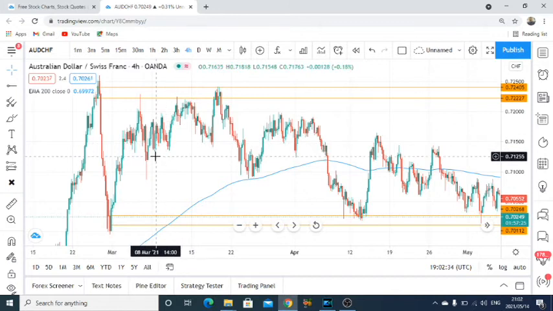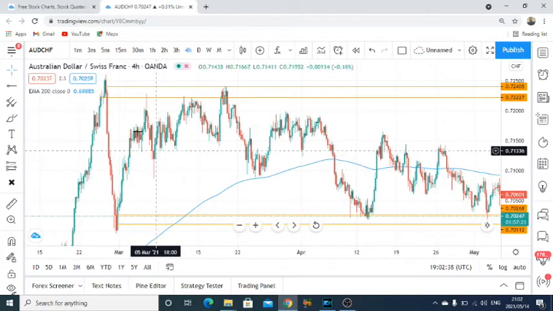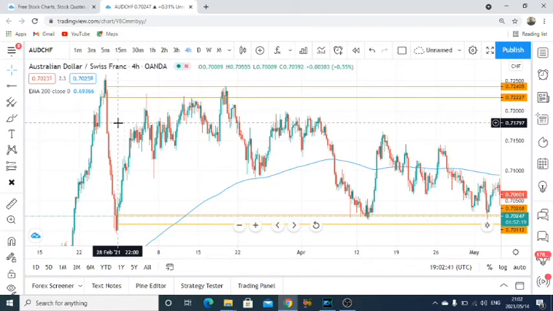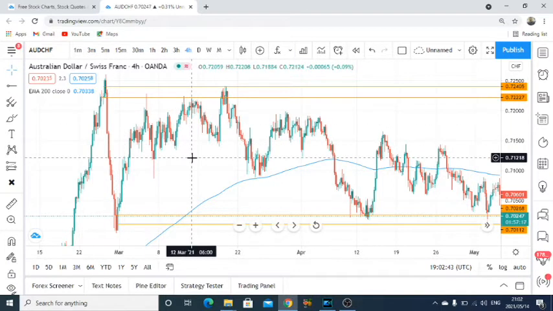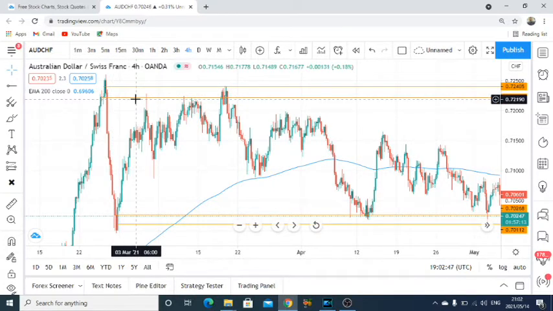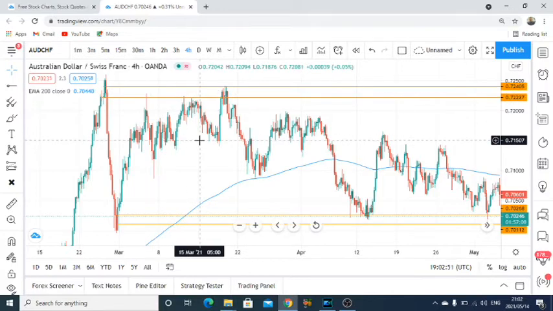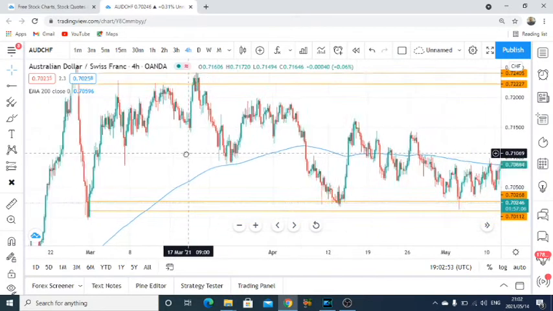So after you watch this video, please open the chart and look for the huge moves that have happened on the chart and mark them. That's going to be the bullish order block or the bearish order block. Mark that order block and see how the price reacts to it.